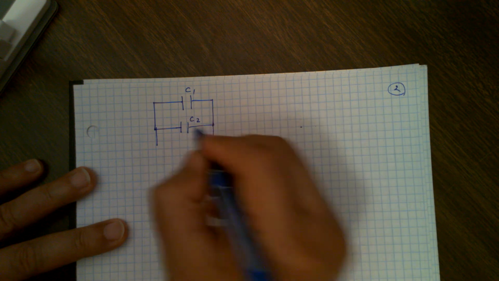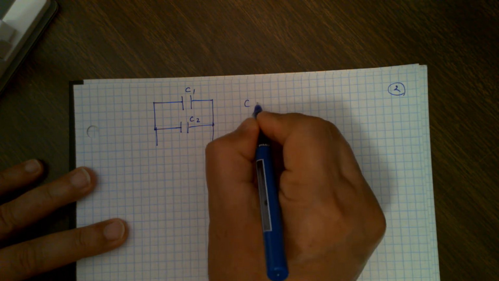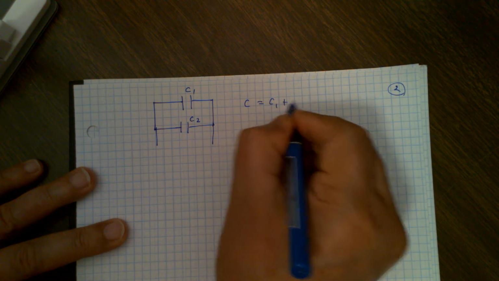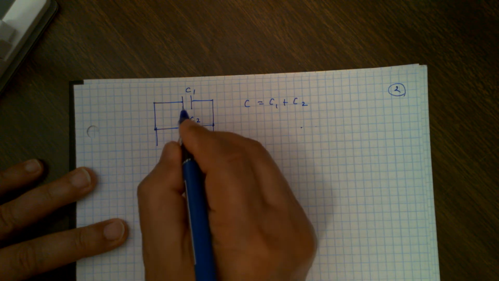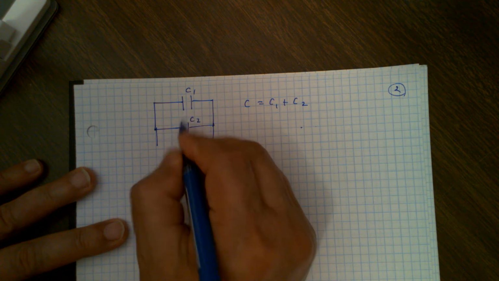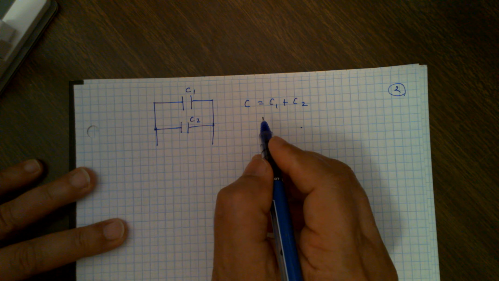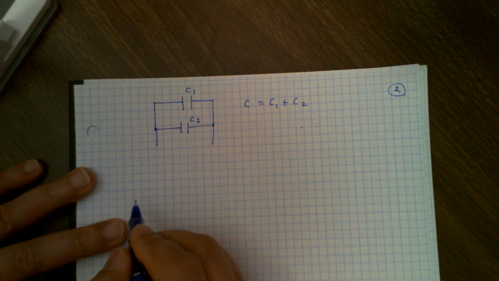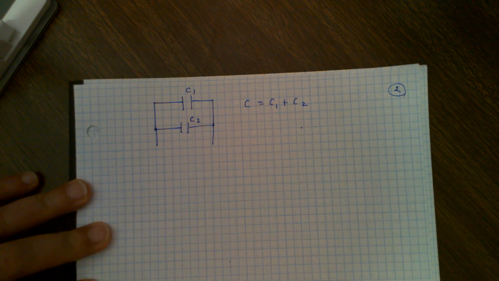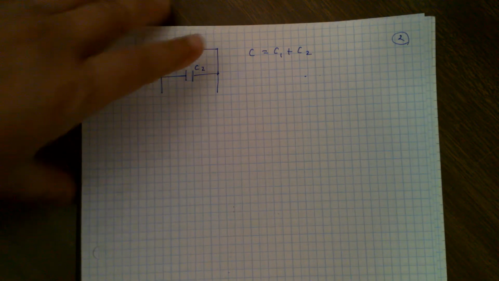Well, equivalent capacitance for this will be C is equal to C1 plus C2. Very simple. So if I have 2 guys in parallel, all I have to do is add them up. I get the equivalent capacitance. So if I have 3 of them, then I add 1 more, and so on. The only thing tricky about capacitors in parallel is this.